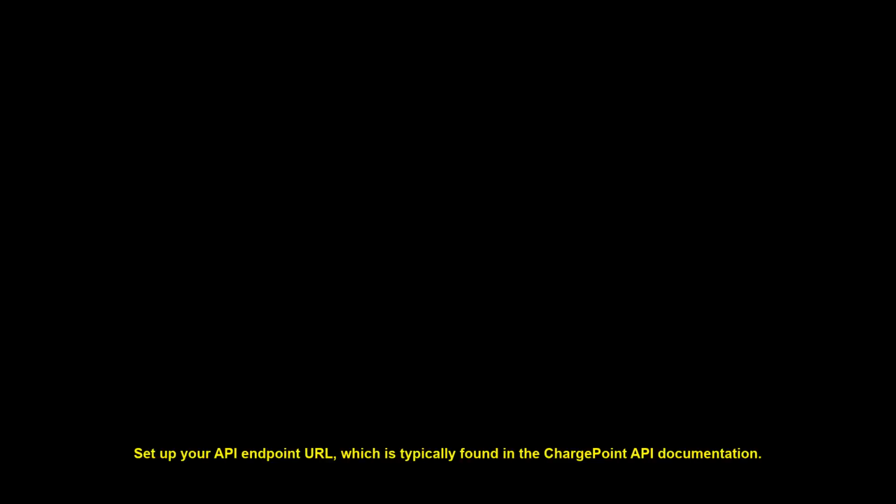Set up your API endpoint URL, which is typically found in the ChargePoint API documentation. Create a function to make a GET request to the API using your endpoint URL and API key. In this function, include headers to authorize your request with the API key. Test your connection by calling this function and printing the result.